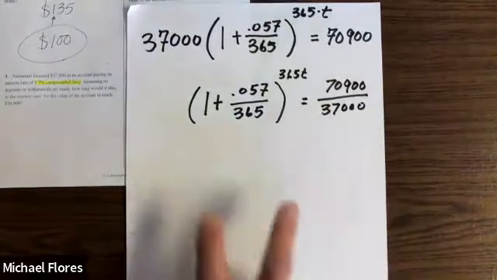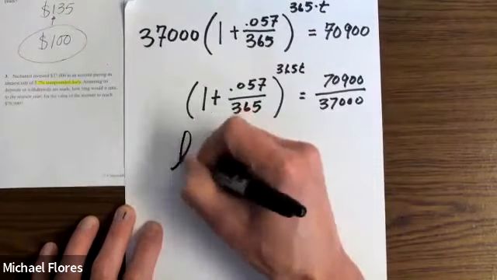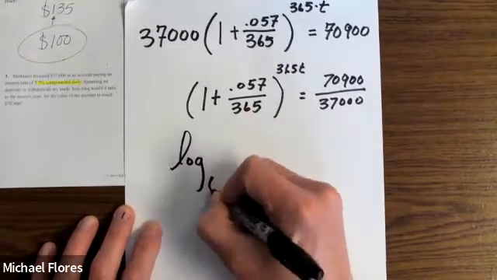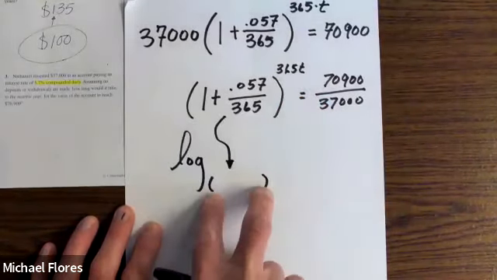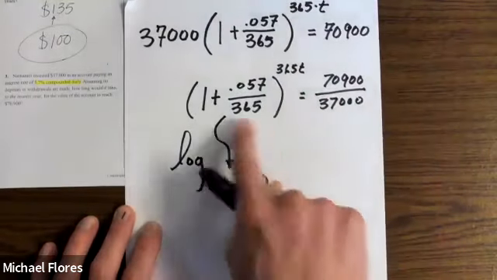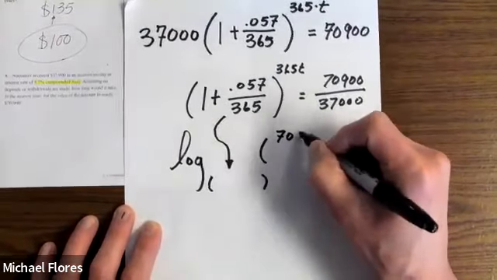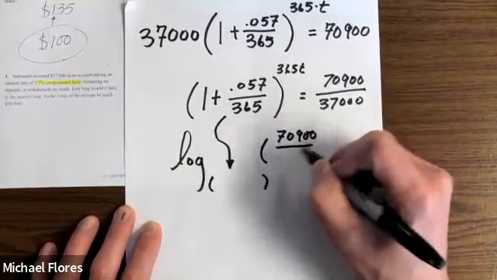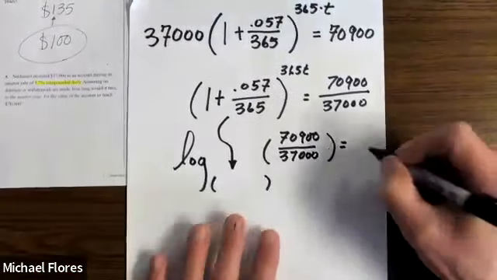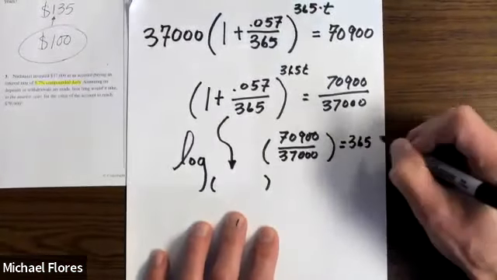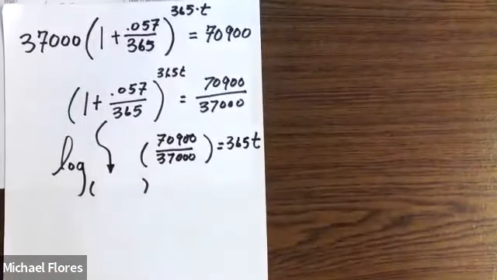Now that we have isolated the base and the exponent, we can now convert to logarithmic form. So it's going to be log. Now this is a lot to write out, so I'm just going to note that this portion here would be the base of the logarithm. So log base this of this fraction here is equal to 365 times t.